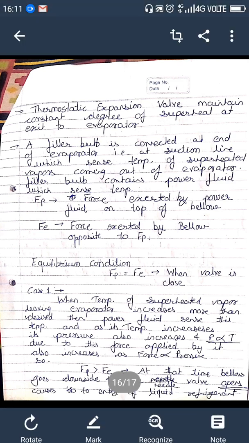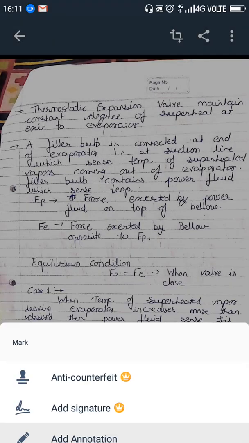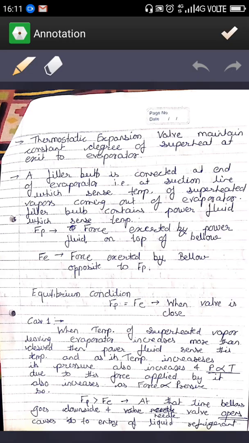The filler bulb, I already showed you, is connected at the end of the evaporator, i.e. at the suction line, which senses the temperature of the superheated vapor coming out of the evaporator. The filler bulb contains power fluid. Here F of P is the force exerted by the power fluid on top of the bellows, and F of E is the force exerted by the bellows opposite to F of P. This power fluid senses the temperature coming out from the evaporator.